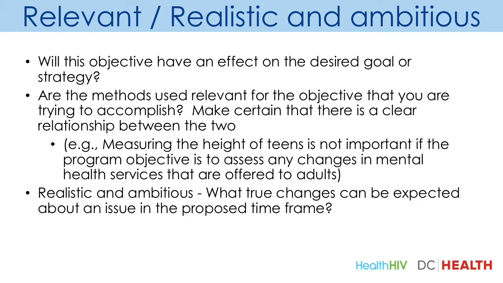Now let's think about the relevant aspect of the objectives. Will this objective have an effect on the desired goal or strategy? Are the methods used relevant for the objective that you are trying to accomplish? Make certain that there is a clear relationship between the two. Objectives should be certain to try to align with the project's overarching goals. The objectives should relate in some way to the vision of the project.